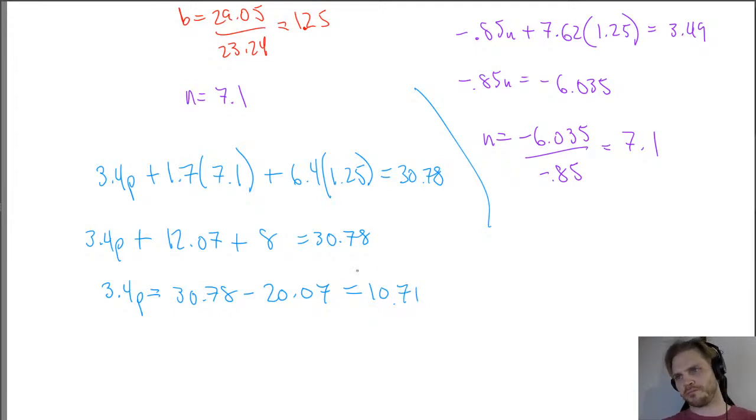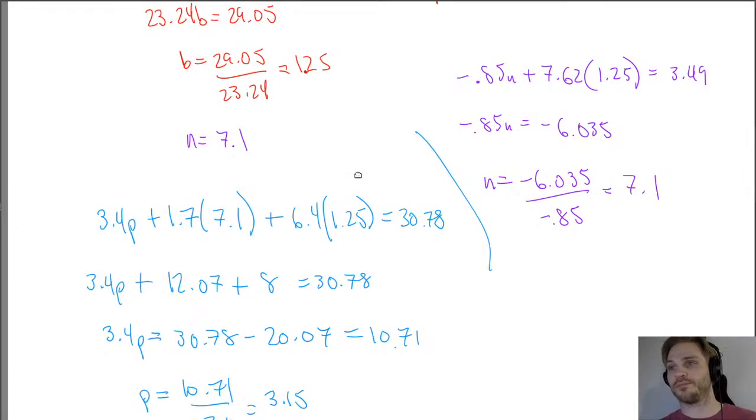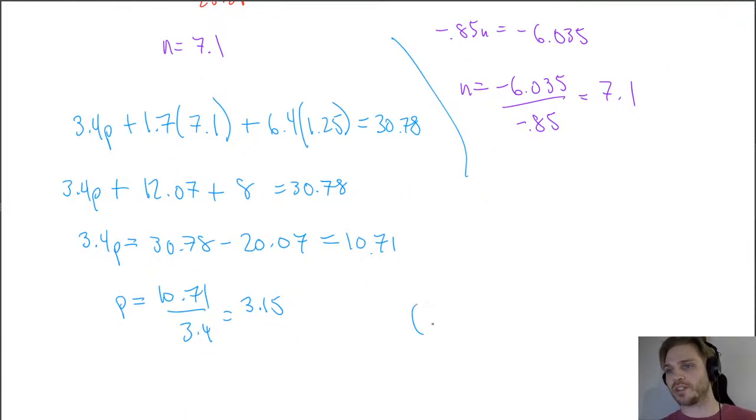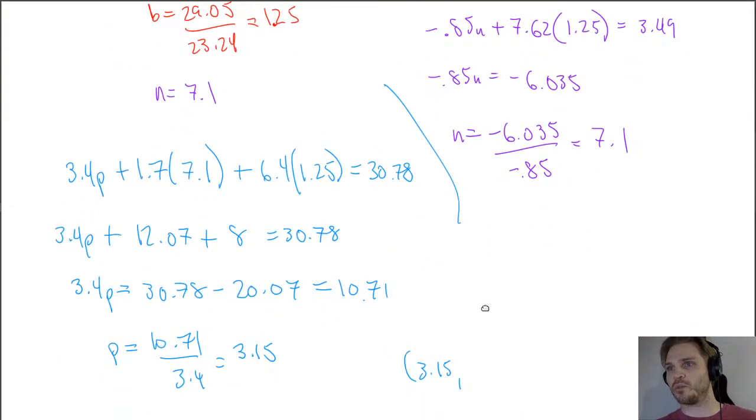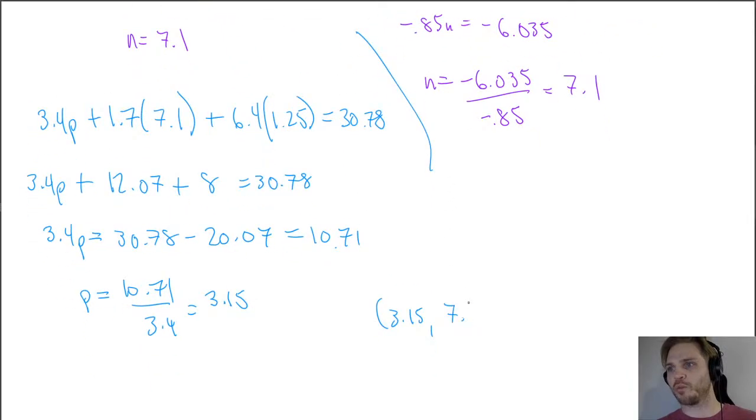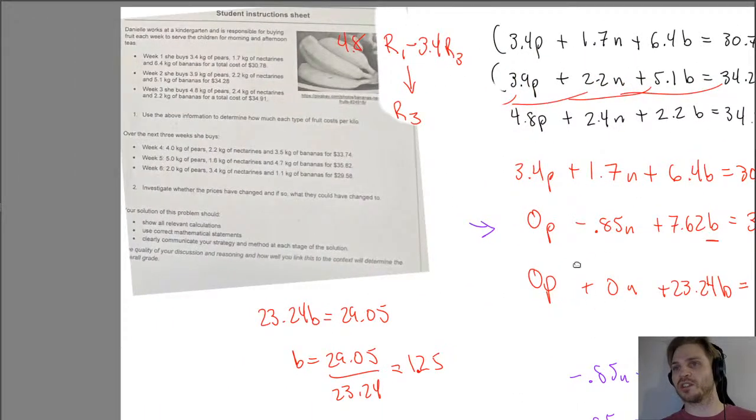10.71. Let me check that. Yeah. Let me divide both sides by 3.4. Is 3.15. And we should check that. So let me just write this as a point. So we've got 3.15 for the p, then I think n was the middle one, so it's 7.1, and 1.25. So that's our point that we should check to see if it's a solution.